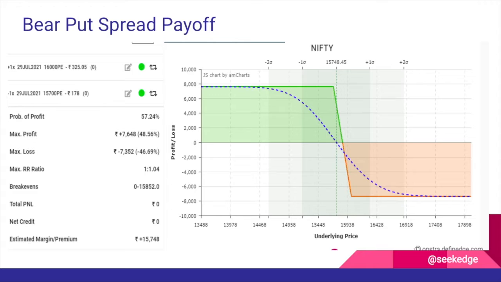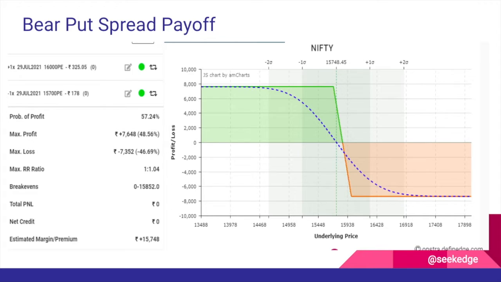So this is how the payoff chart for the bear put spread looks. As you can see here, the 16,000 put option for 29th July 2021, which has a premium of 325 rupees, is what is bought. And what are we selling? We are selling the 15,700 put option with a premium of 178 for the same expiry. We are shorting it, we are selling that. So when you do this, it becomes a spread.